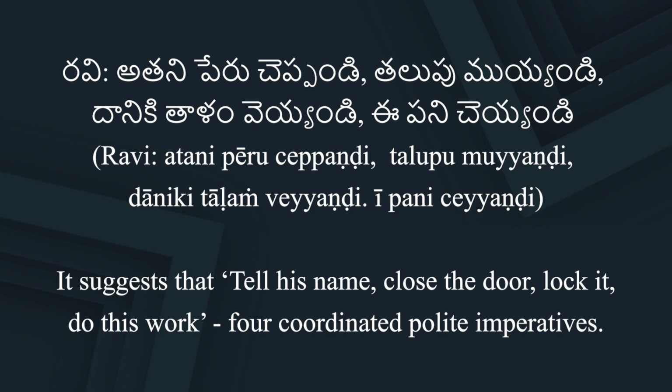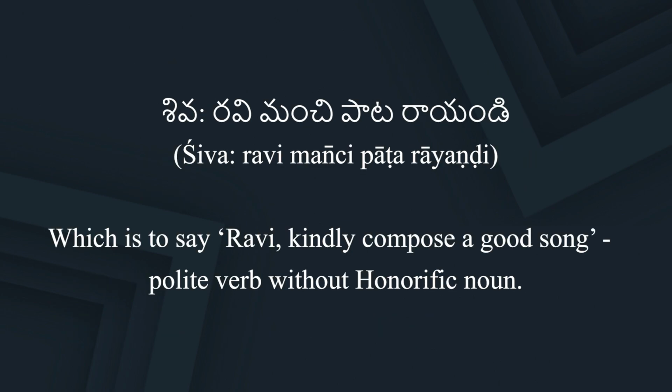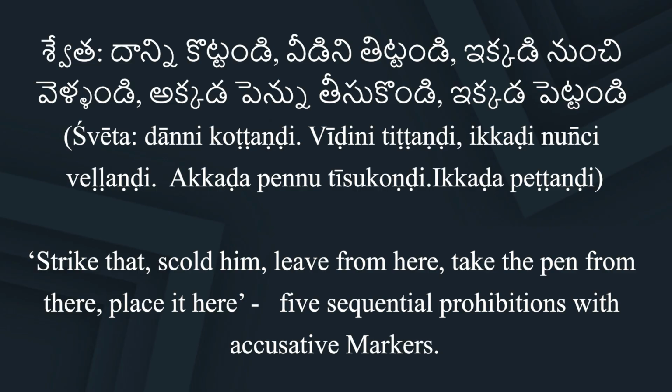Four coordinative polite imperatives. Shiva's utterance: Ravi మంచి పాట రాయండి, which is to say, Ravi, kindly compose a good song. Polite verb without honorific noun. Sweta gives an answer: దాన్ని కొట్టండి, వీడిని తిట్టండి, ఇక్కడి నుంచి వెళ్ళండి, అక్కడ పెన్ను తీసుకోండి, ఇక్కడ పెట్టండి. Which means strike that, scold him, leave from here, take the pen from there, place it here. Five sequential prohibitions with accusative markers.